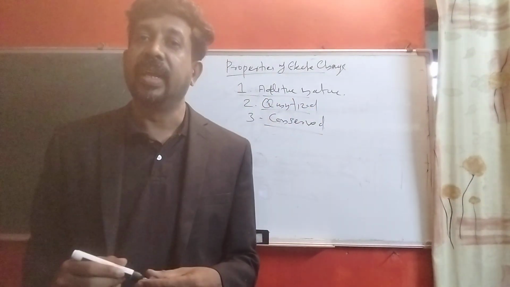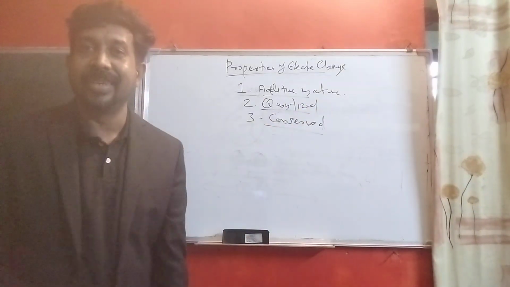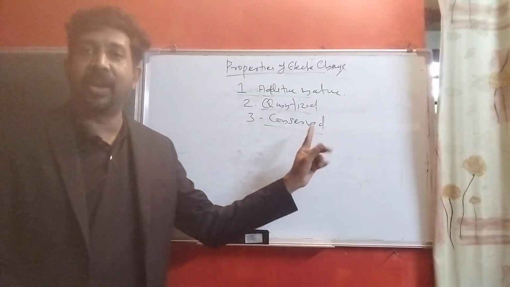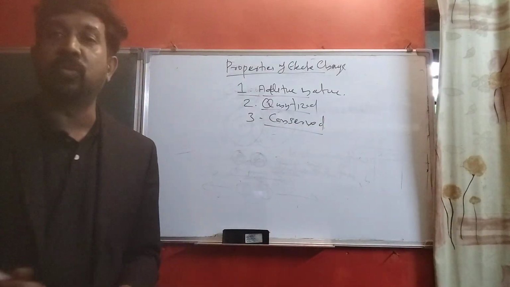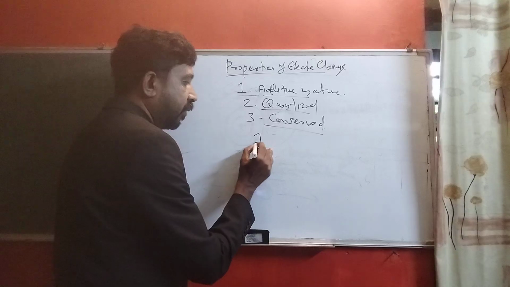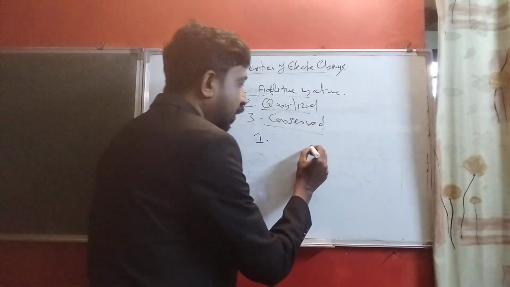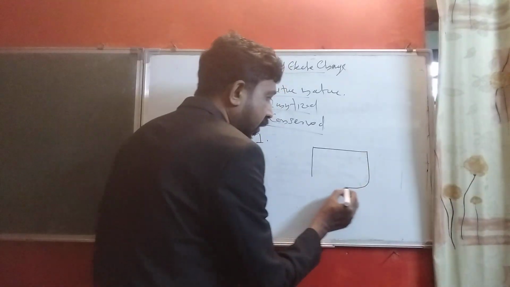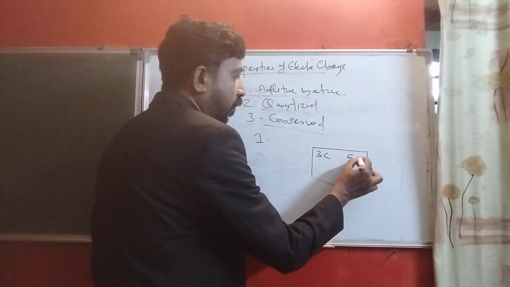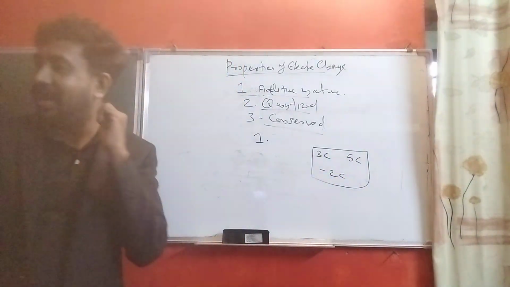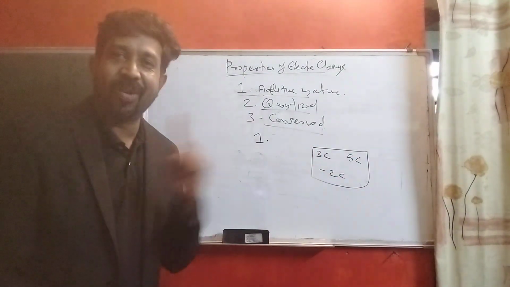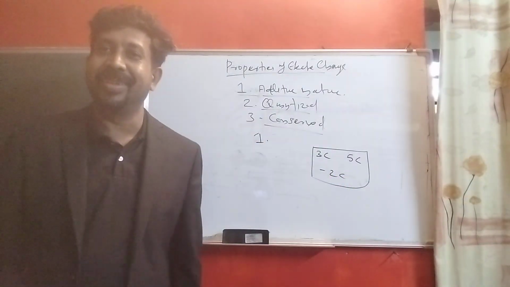First property: electric charge is additive in nature. Second property: electric charge is quantized. Third property: conservation of electric charge. Clear? I am going to explain the first property. Listen here. Suppose we have a body, and the body consists of the charges 3 coulomb, 5 coulomb, and minus 2 coulomb.